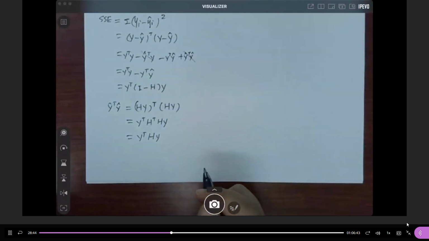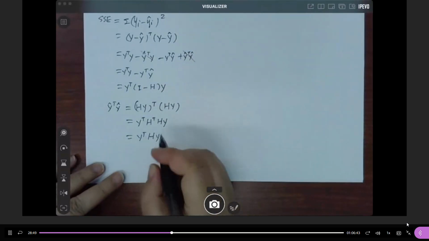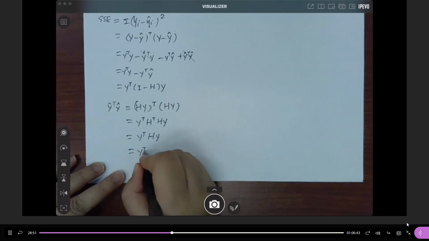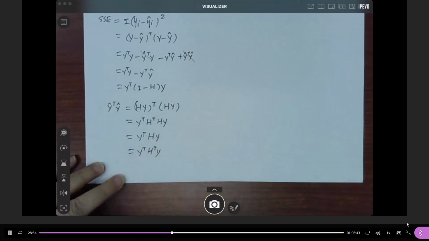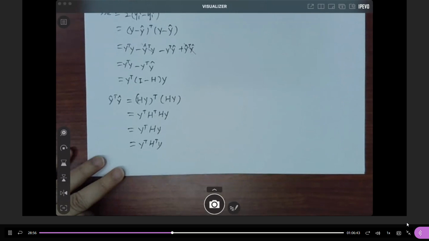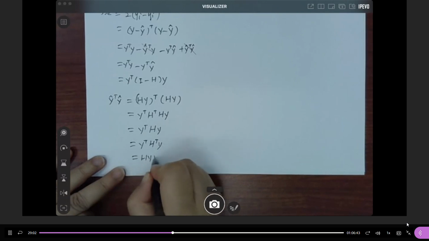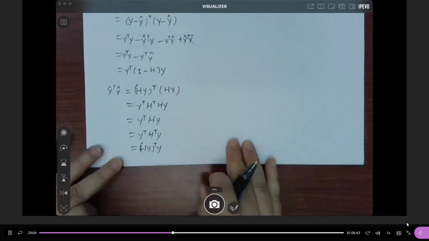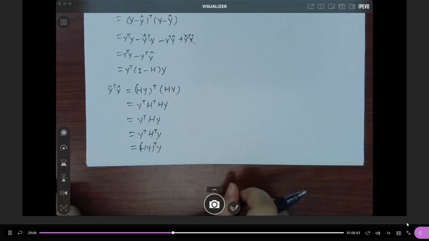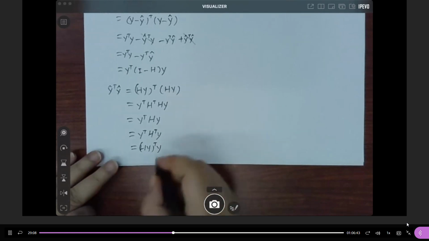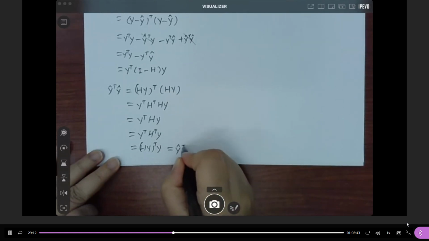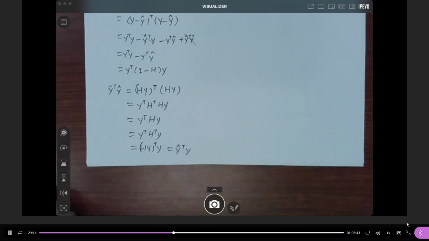Right? Agree? Yes, okay. You can also write y transpose H transpose y, right? Agree? Make sure you're happy with this. Yes, okay. Then this will be just Hy transpose y, right? Okay, what is Hy? It is y hat. So y hat transpose y. All right?